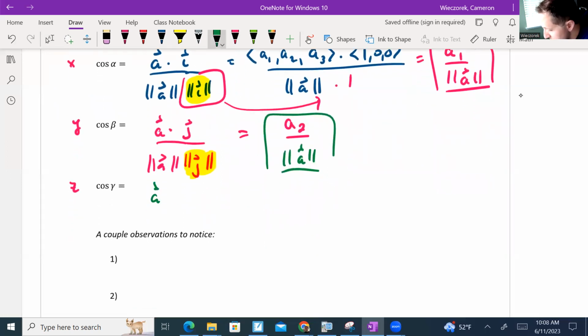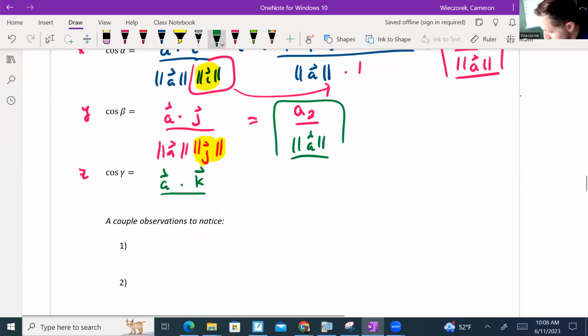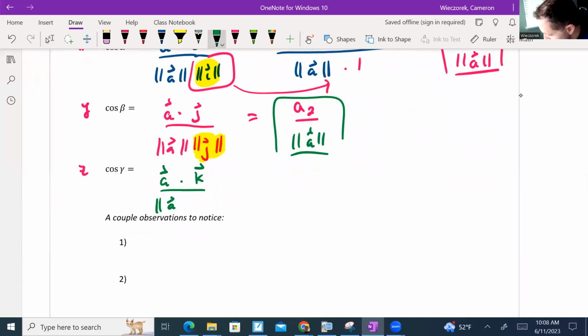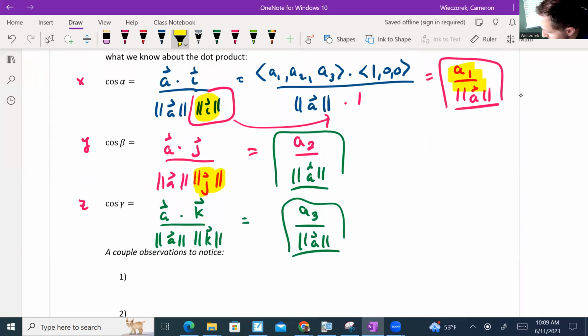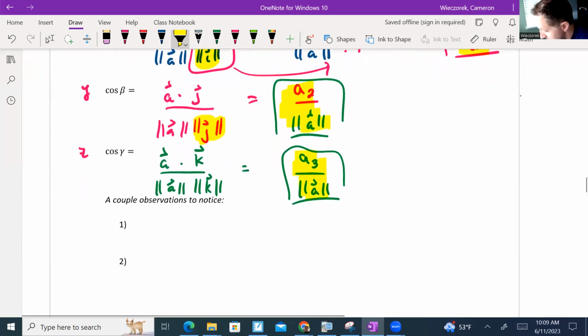And no surprise for the third one, we're going to use K since we're looking at the angle with the z-axis and our vector A. K is also a unit vector, so this time the third component will stay and the first two will disappear. So there we go. Just a way that we can get right to finding those direction cosines without having to use the dot product every time.